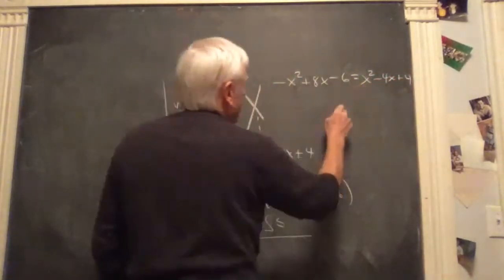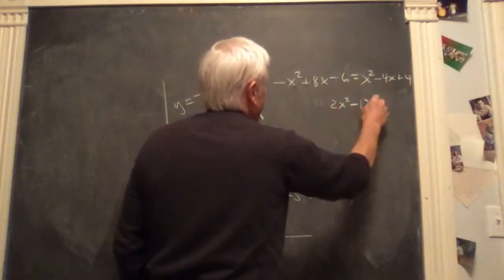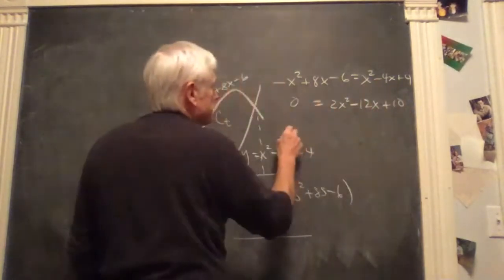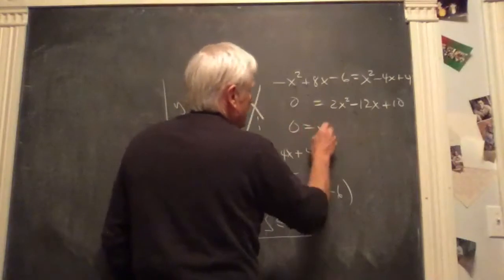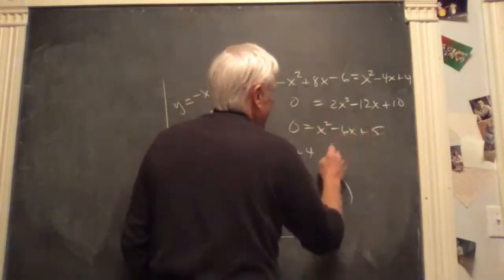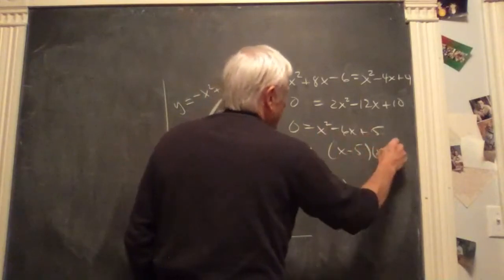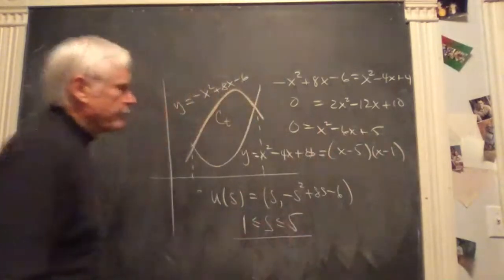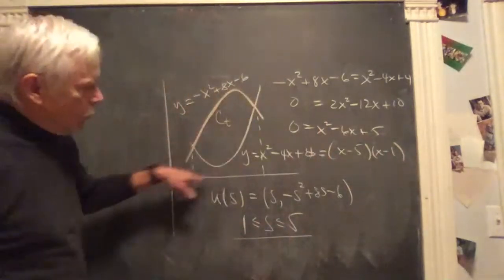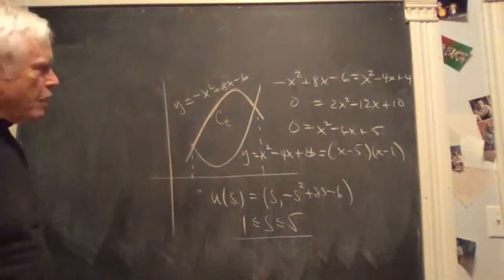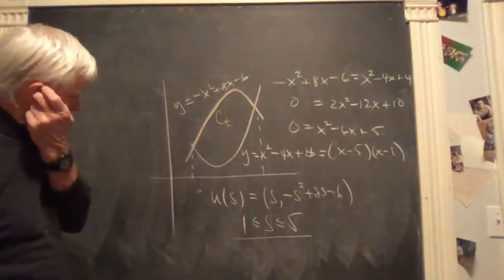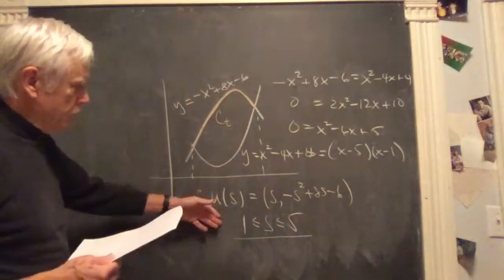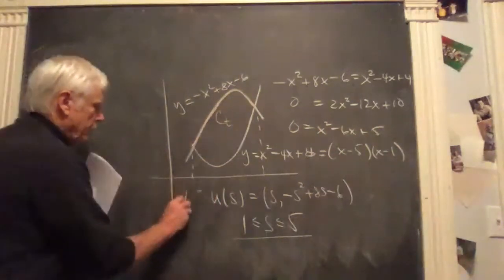So we get 2x squared minus 12x plus 10 equals 0. 0 equals x squared minus 6x plus 5, (x minus 5)(x minus 1). So x is 1 and 5. So finding those points is important. And in the next problem, 3 dimensions, it's also important and a little harder to identify maybe, but here is this one. This is the parameterization. This is E.